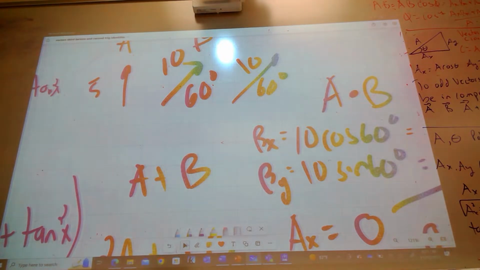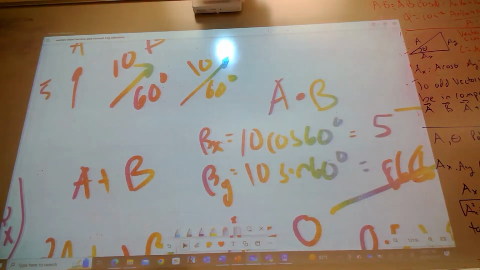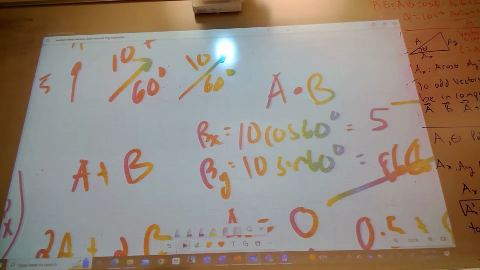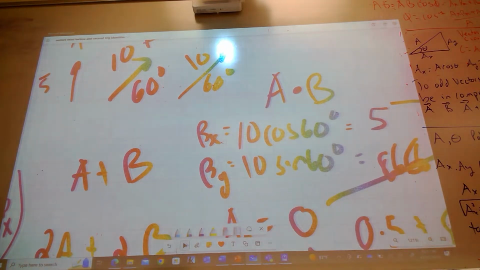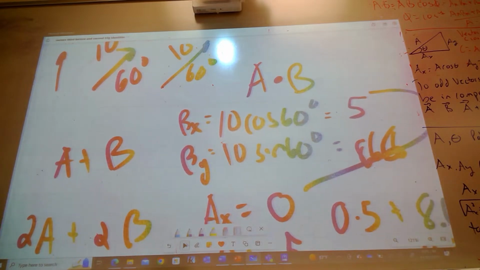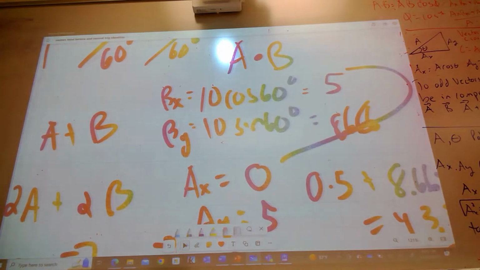Whenever we add vectors, we have to put them in component form. So I'm just summarizing what we've already done. When you add vectors, you have to put them in component form. You cannot have them in polar form. So we get bx is 5, by is 8.66. We have to add the x to the x, so we have 0 and 5.